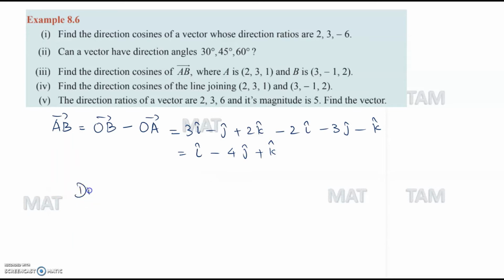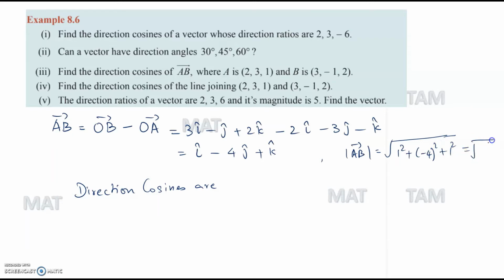Now our direction cosines are, let's find the magnitude of AB. That would be equal to 1 squared plus minus 4 squared plus 1 squared, which is equal to square root of 18. So our direction cosines are 1 over root of 18, minus 4 over square root of 18, 1 over square root of 18.